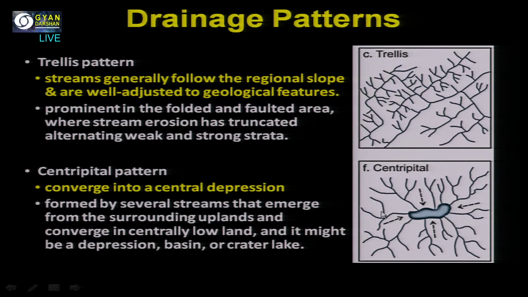And the next is the centripetal pattern. This is just the opposite of the centrifugal pattern, that is the radial pattern, that I have discussed. In the centripetal pattern, streams converge into a central depression. As you can see, this arrow mark here is a depression. This is formed by several streams that emerge from the surrounding uplands and converge in a central lowland, and it might be a depression, a basin, or a crater lake. So these are the drainage patterns.